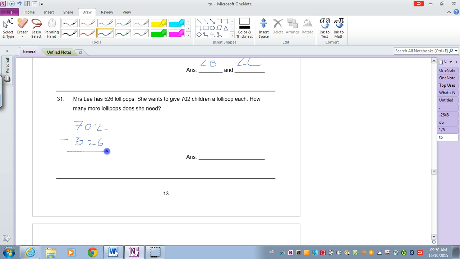526. When you do your subtraction, you may need to do some regrouping. So 12 subtract 6, we have 6 ones. And 9 tens, we have 9 tens subtract 2 tens, we have 7 tens. And 600 subtract 500, we have 100. So we have 176. So she will need another 176 more lollipops. Alright, let's move on to question number 32.